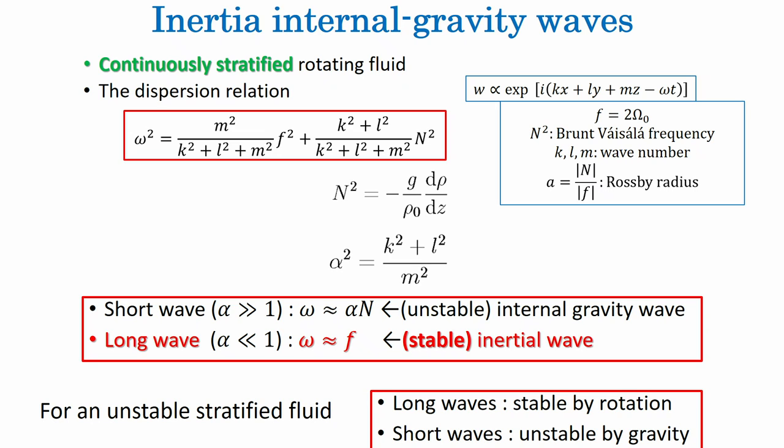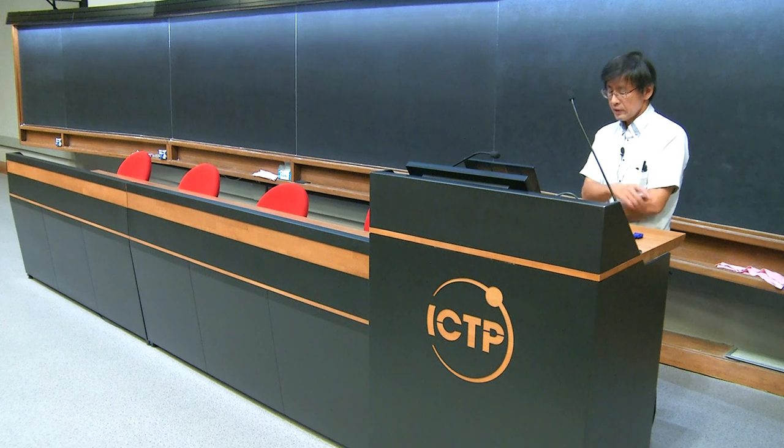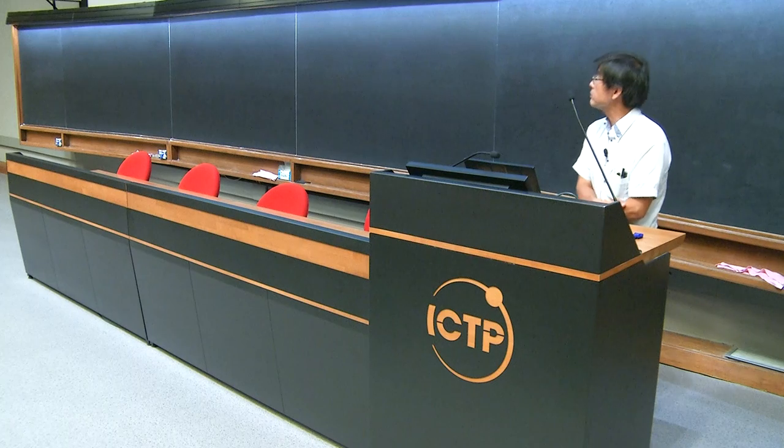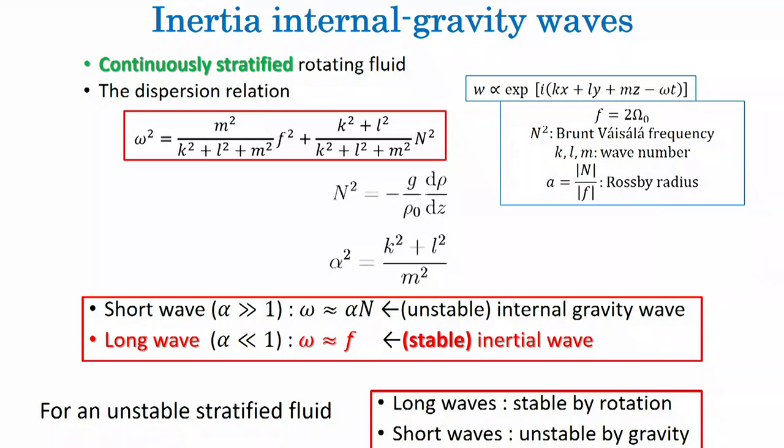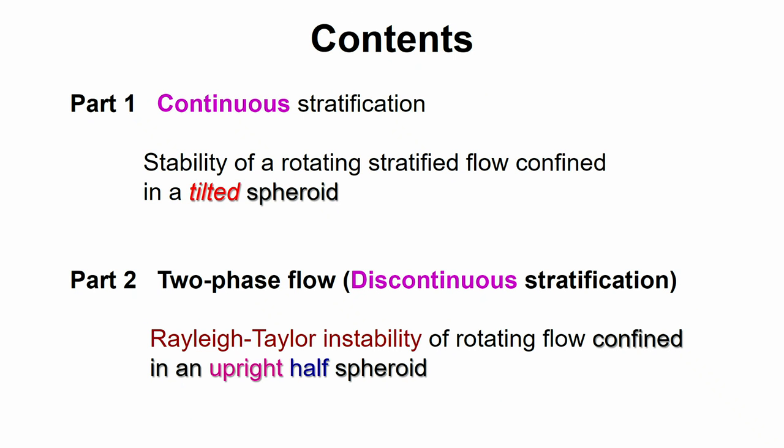Then without a Coriolis effect, if N squared is negative, it means unstable stratification. Waves can be unstable, but by imposing system rotation, you can stabilize the gravity waves. Then for short waves in the 2D horizontal directions, gravity waves win over the rotation effect. But for long waves in the horizontal directions, stabilization by rotation can be possible. And we will see this effect in two ways.